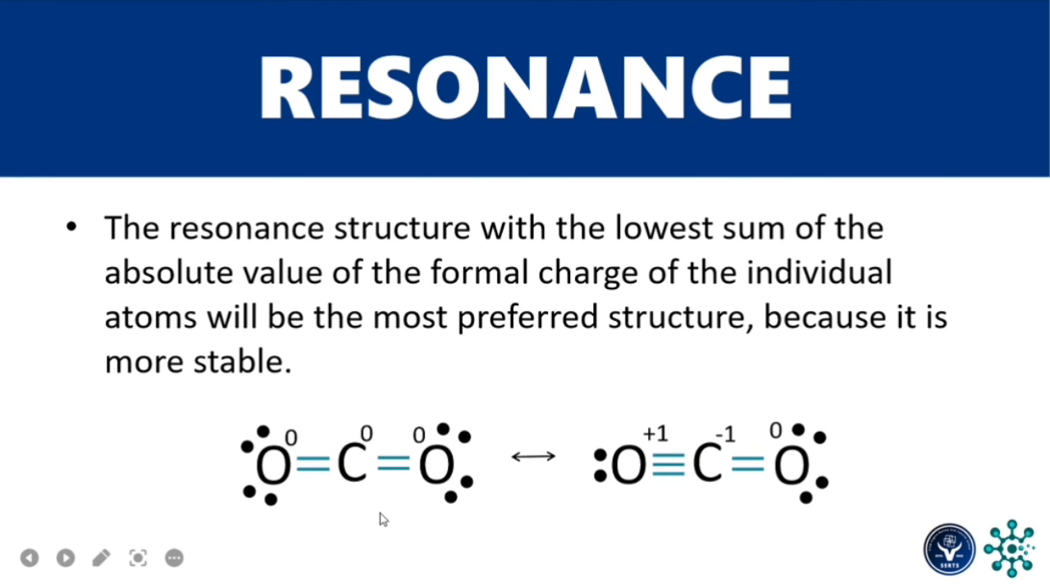The sum of the absolute values of these charges is 0. So the absolute value of 0 is still 0. 0 plus 0 plus 0 is 0. Now in this structure, the absolute value of 1 is 1. The absolute value of -1 is +1. The absolute value of 0 is 0. So 1 plus 1 is 2. Now again, the most preferred structure, the most stable structure, has the lowest sum. This has 0, this has 2. So therefore, this is the most preferred structure and this is the more stable.